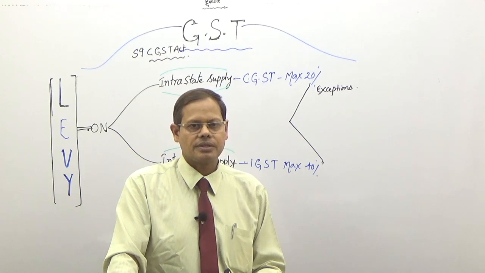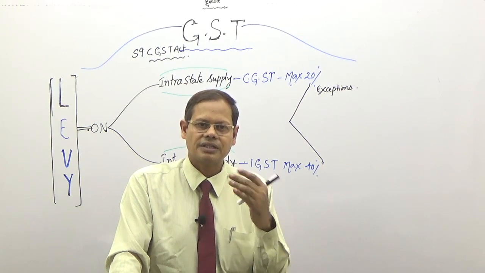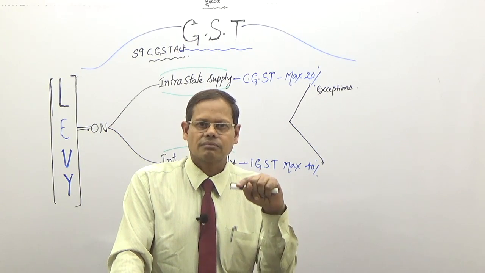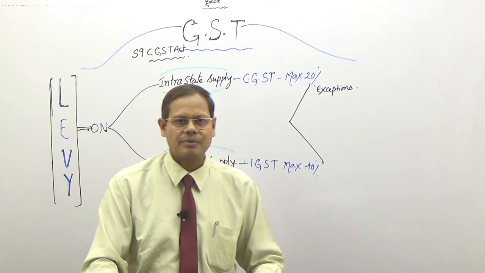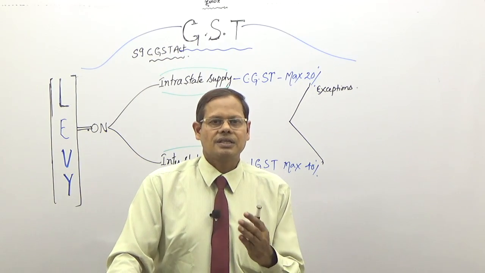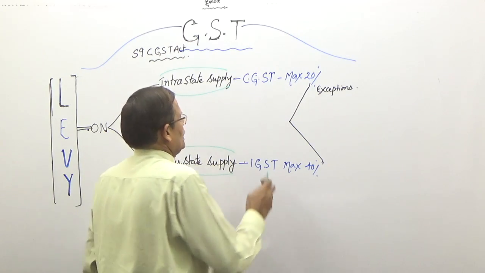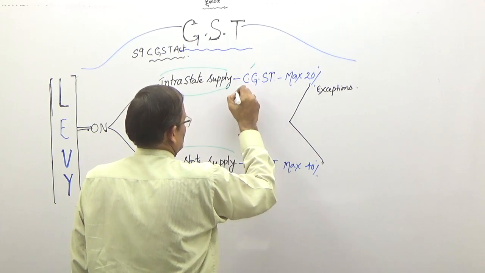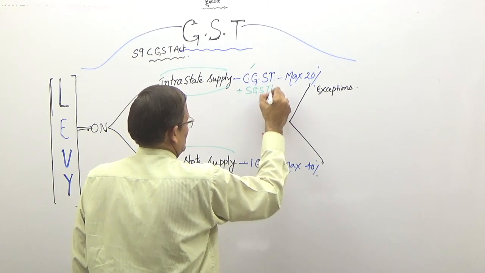So, right now it would be sufficient to understand that when there is a supply within the state, that is intrastate, the central government will impose CGST and state governments will impose SGST. If it happens to be in a union territory, it is UTGST in the place of SGST. So, intrastate supply means CGST central part plus SGST state part or UTGST.